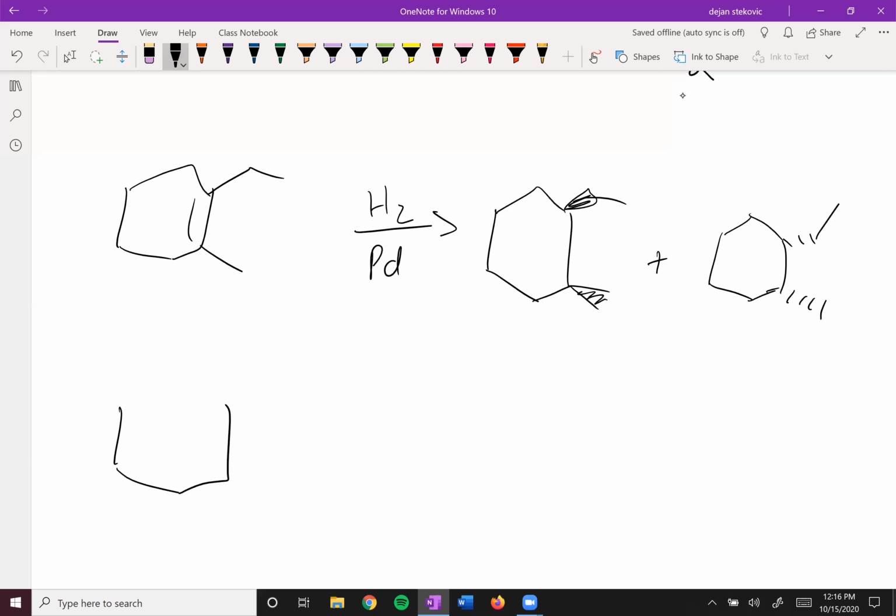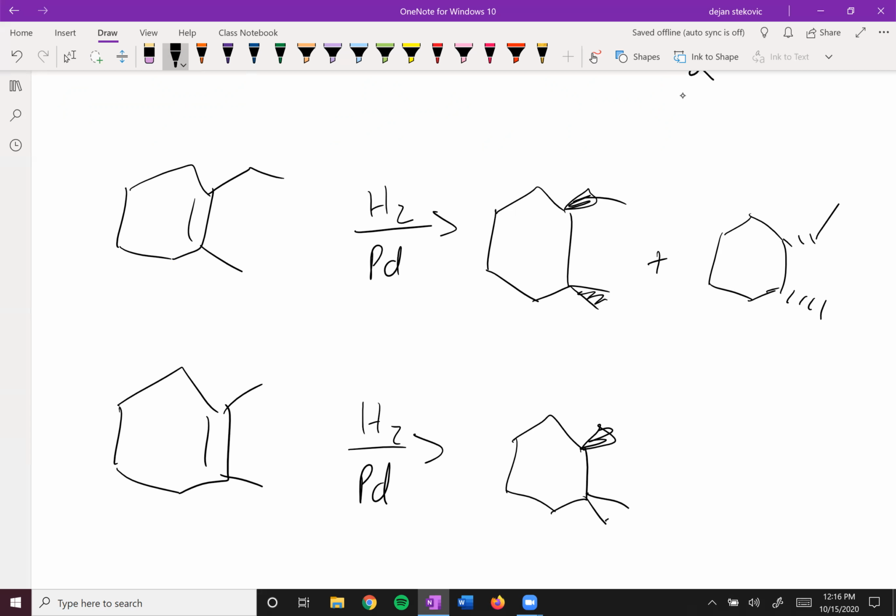Be careful with alkenes that are symmetric. Here, when we add some hydrogen and some palladium, we only end up with one product. And the reason we only end up with one product is because this compound is meso. And so it does not really have an enantiomer, right? It has a mirror image, but the mirror image is itself.